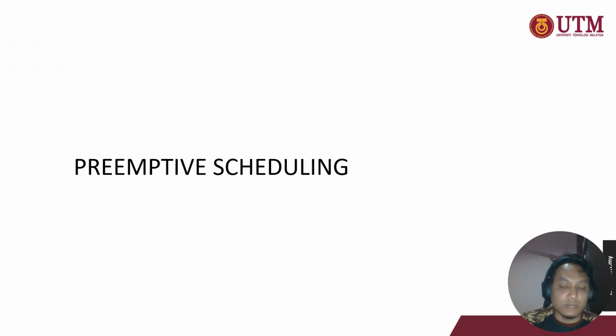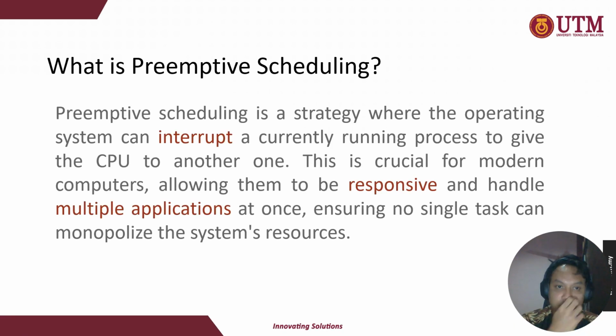Then we go to our main topic, preemptive scheduling. So what is preemptive scheduling? It is a strategy where the operating system can interrupt a currently running process to give the CPU to another one. Meaning the processes will run simultaneously and will get the CPU fairly. This is crucial for modern computers, allowing them to be responsive and handle multiple applications at once, ensuring no single task can monopolize the system resources.